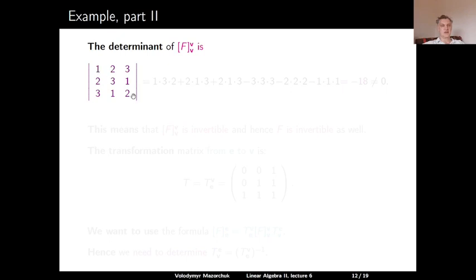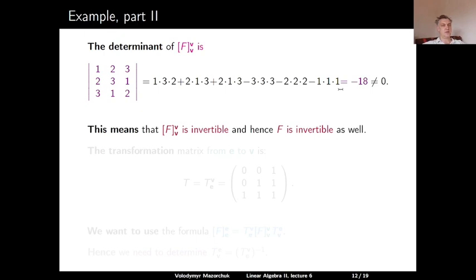The determinant of this matrix is equal to 1 times 3 times 2 plus 2 times 1 times 3 plus 2 times 1 times 3 minus 3 times 3 times 3 minus 2 times 2 times 2 minus 1 times 1 times 1. And so we get 6 plus 6 plus 6, this is 18, minus 27 minus 8 minus 1, this is minus 36. We get minus 18, which is non-zero. And so the matrix of f is invertible, and consequently f is invertible.